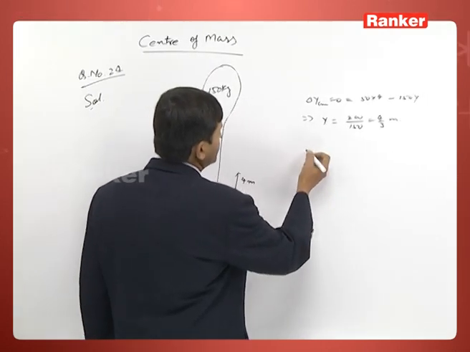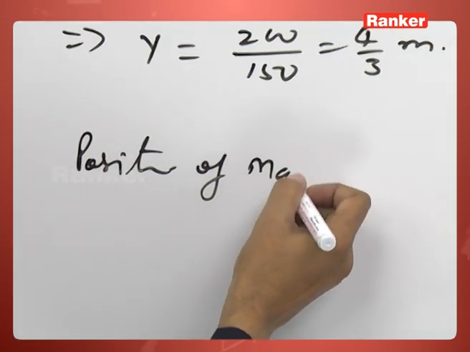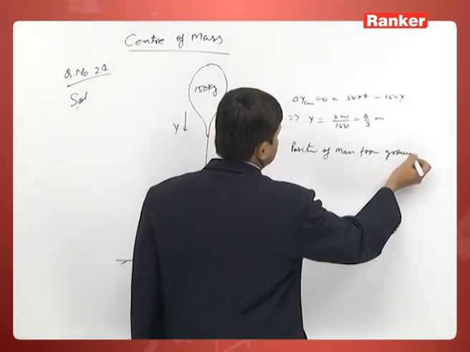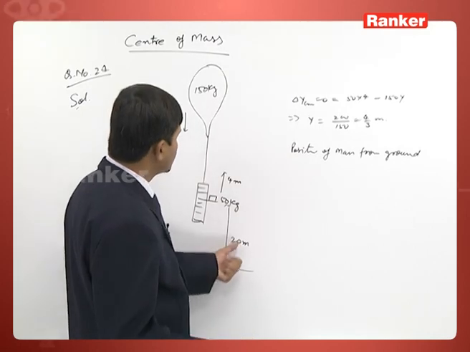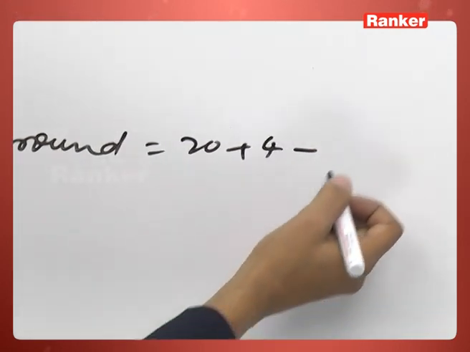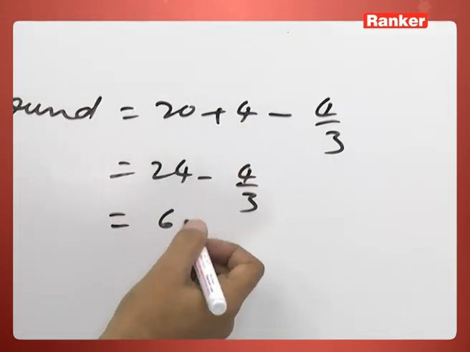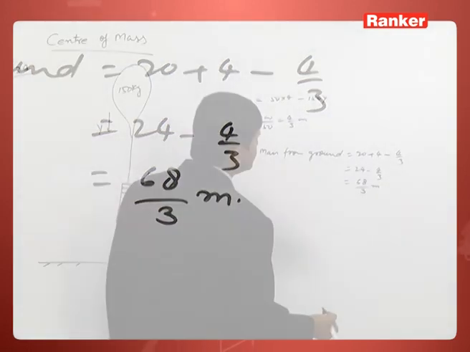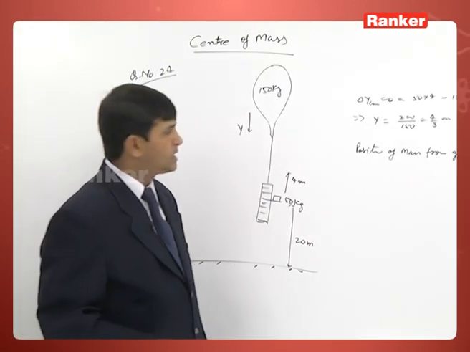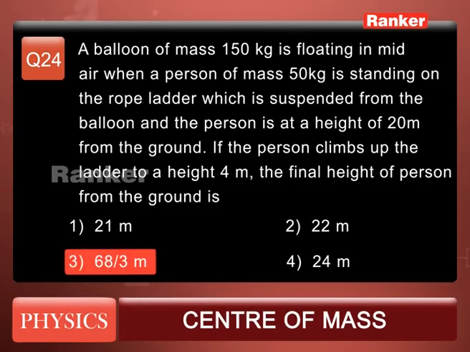So, displacement, the position of the man from ground, that is 20 plus 4 minus 4 by 3. So, 24 minus 4 by 3 is 68 by 3 meter. So this is the answer here, answer number 3, which is given here, 68 by 3. So, the correct answer is option number 3.